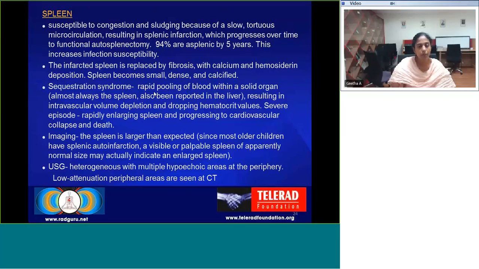On imaging, the spleen is larger than expected. Since most older children have splenic autoinfarction, a visible or a palpable spleen of apparently normal size may actually indicate an enlarged spleen. On ultrasound, it is seen as a heterogeneous spleen with hypoechoic areas at the periphery, and CT also shows low attenuation peripheral areas.